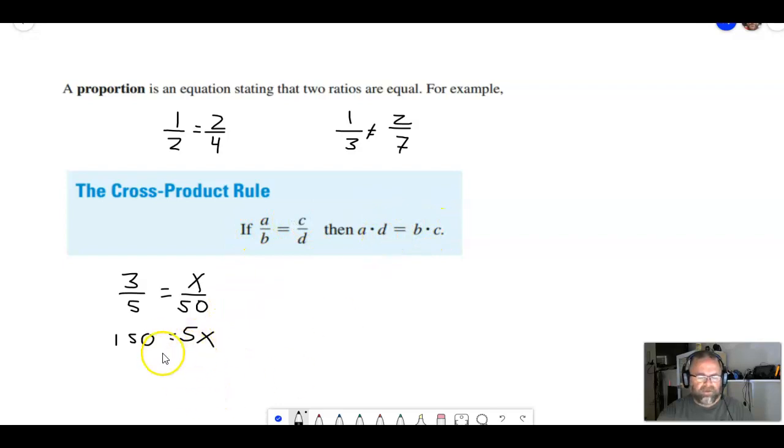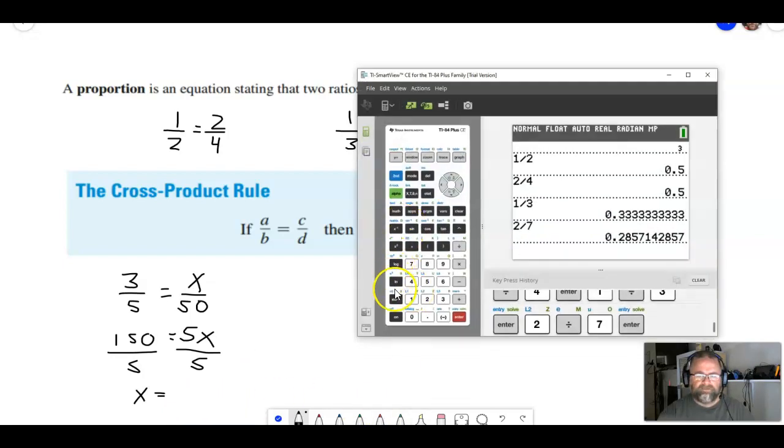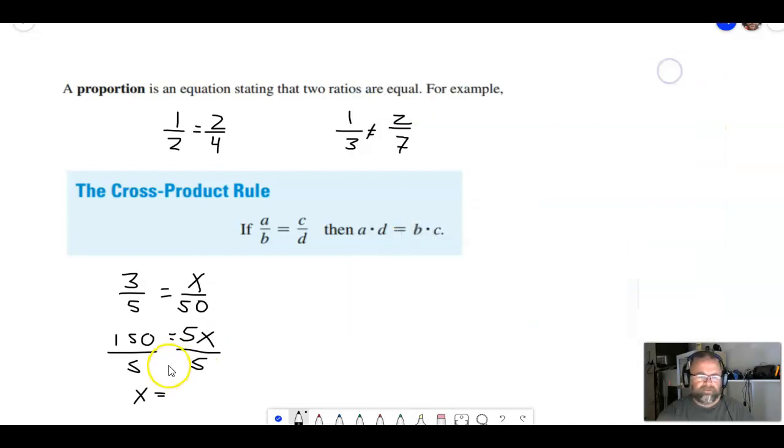Now to actually solve for x, I'm going to have to divide by whatever number I'm multiplying my x by. In this case it's the 5, so I'm going to divide both sides by 5. And finally, x is going to be equal to 150 divided by 5, which I think is 30. But let's just make sure here. 150 divided by 5 is in fact 30. So that would be our answer.